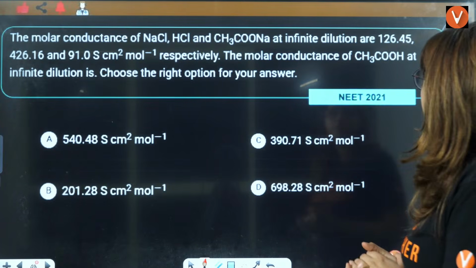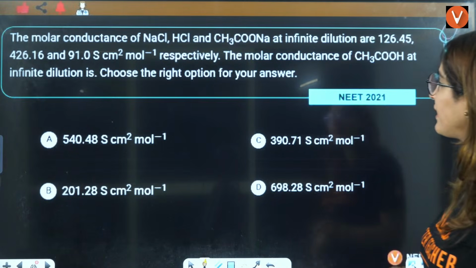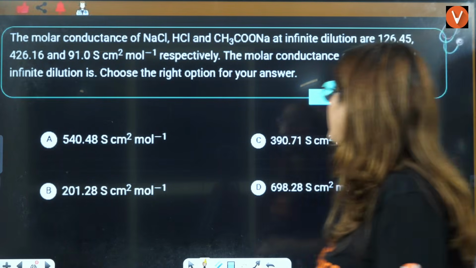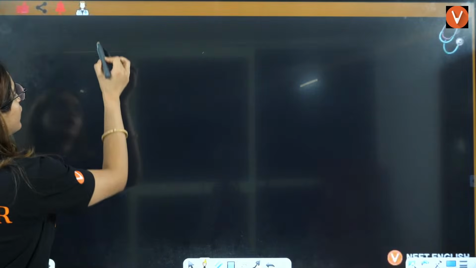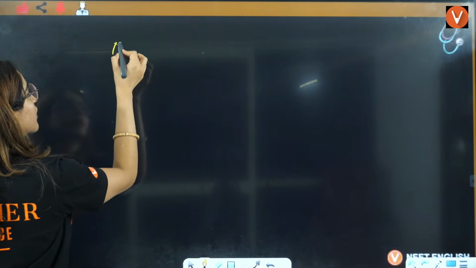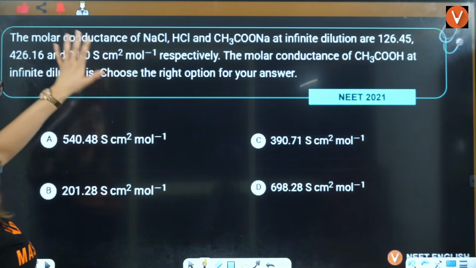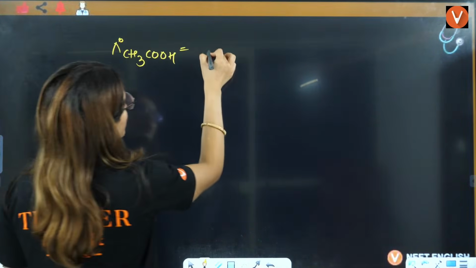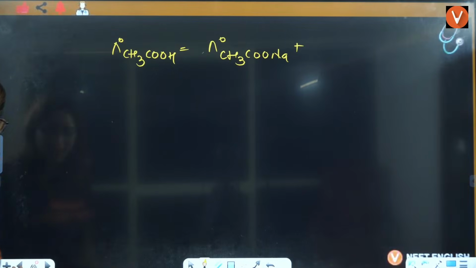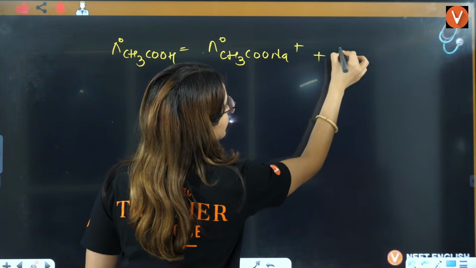Now let's see the next question here, and this is the molar conductance of three things are given to you at infinite dilution. Okay, the molar conductance of CH3COOH is going to be what? See, you have CH3COOH, right? Its molar conductivity is going to be, we need to have CH3COOH, so I'll firstly add CH3COONa. Now I need to have H positive, so for H positive I'll add HCl, right? For H positive I'll add HCl.